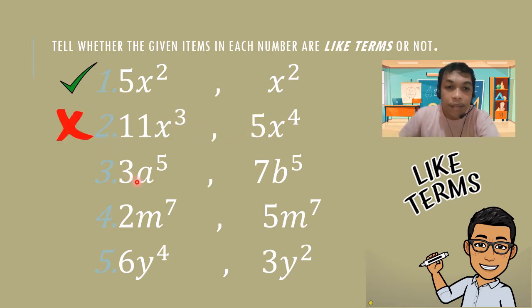And then for number 3, we have 3a raised to 5 and 7b raised to 5. So parehas sila ng exponent, but this time, magkaiba naman ang variable. So we cannot consider them as like terms. How about number 4? 2m raised to 7 and 5m raised to 7. So parehas sila variable ay m, and then they have the same exponent na 7. So this one, they are like terms. And then last item, we have 6y raised to 4 and 3y squared. They have the same variable, pero magkaiba naman ng kanilang exponent, so they are not like terms.